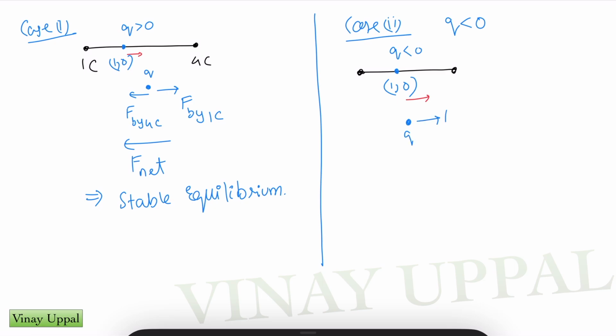it is going to experience an attractive force by 4 coulomb to the right and an attractive force by 1 coulomb to the left. Once again, because the charge is now going closer to the 4 coulomb, the attractive force by the 4 coulomb will increase and the attractive force by the 1 coulomb will decrease, and therefore the net force will be to the right. So once you displace it to the right and the net force is also to the right, that means it is unstable equilibrium.